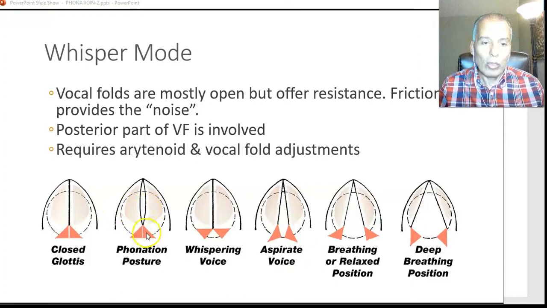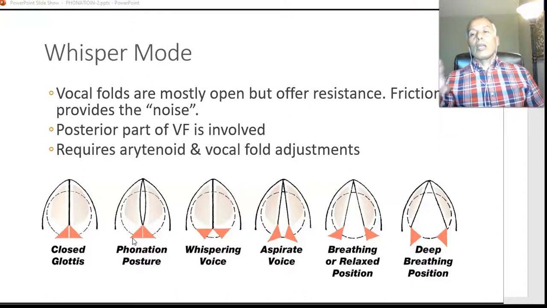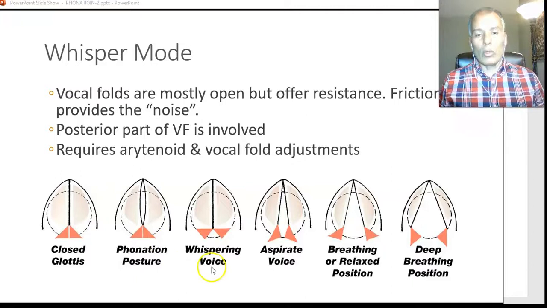But you notice that the arytenoids are fixated. They do not have anything to do directly with the production of this kind of phonation cycle. All they do is to swing the vocal folds in position so that they can abduct and close the airway. Now whispering, the whisper mode, notice how here in normal phonation, the arytenoids have almost no gap in between.